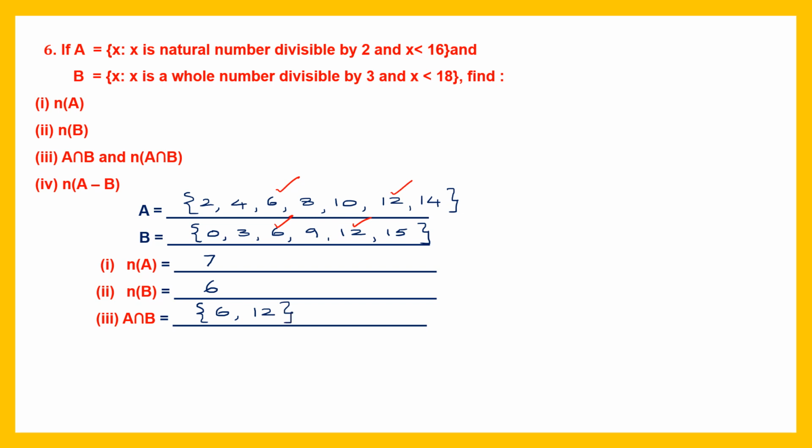And we have to find this. We have to find the cardinal number of A intersection B. So let's do that. So cardinal number is, how many elements are there? 1, 2. So let's write the answer as 2.